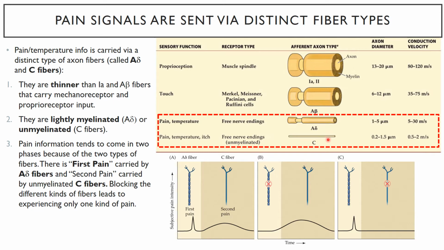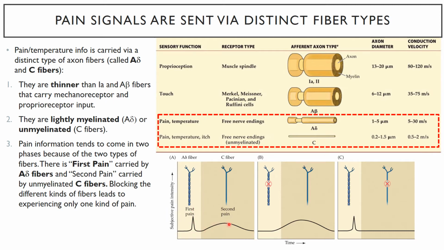We know that pain comes in two phases because of these two different fibers. Because this one is myelinated, it's actually pretty fast. You've got 5 to 30 meters per second. This is going to get up to the brain pretty quickly. So these fibers provide what we call first pain. So when you stub your toe, you have this immediate pain sensation. Those are the alpha delta fibers that are carrying that pain sensation.